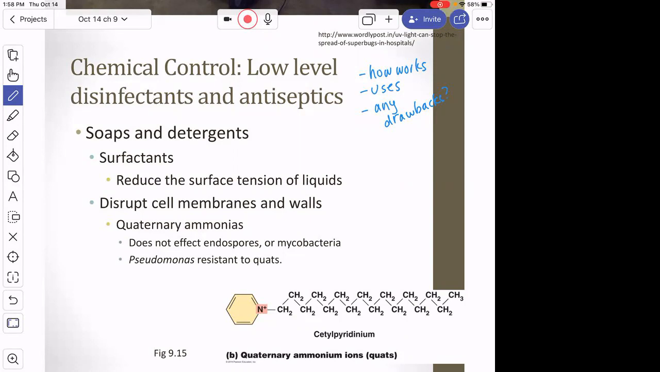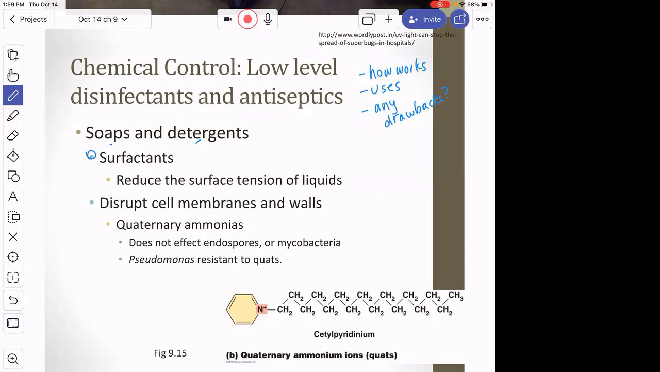That's probably the antimicrobial that you use the most often. Incidentally, soaps and detergents aren't exactly the same thing. Soaps are made from a natural product, and detergents are always going to be kind of synthesized. So there is a difference between those two things, but they both work the same way. They're surfactants. So that means that they reduce the surface tension of liquids.